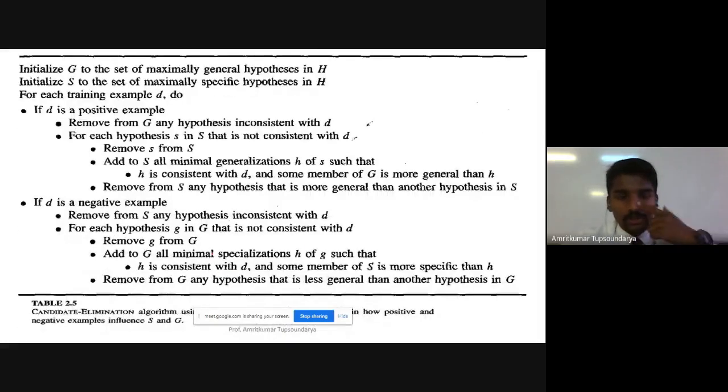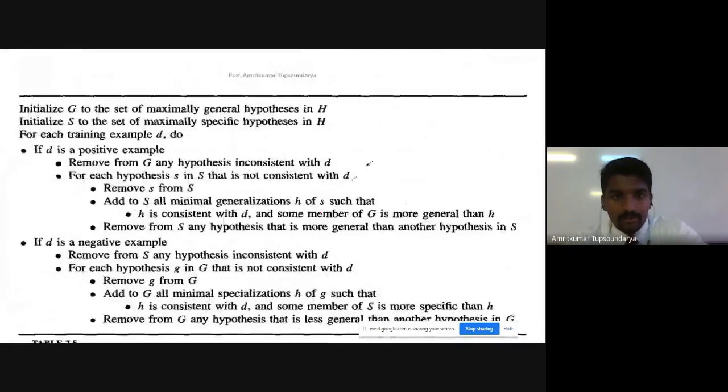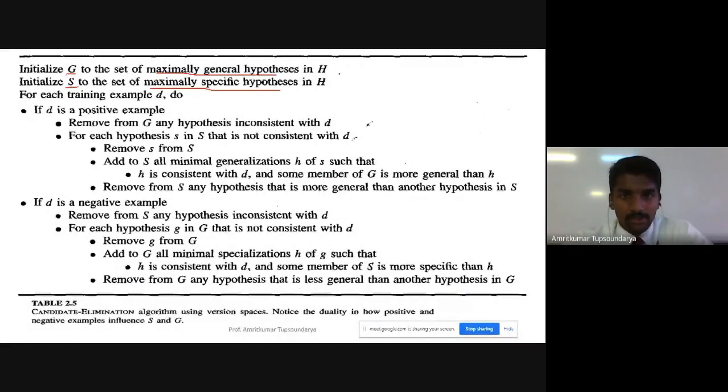So let us quickly understand what this candidate elimination algorithm is. As you can see here, first we initialize G to the set of maximally general hypotheses. Then we initialize S to the set of maximally specific hypotheses, like we saw in the previous slide. Then, once we set these two delimiters, for each training example d, which is an element of capital D, capital D is our set of all the training examples.